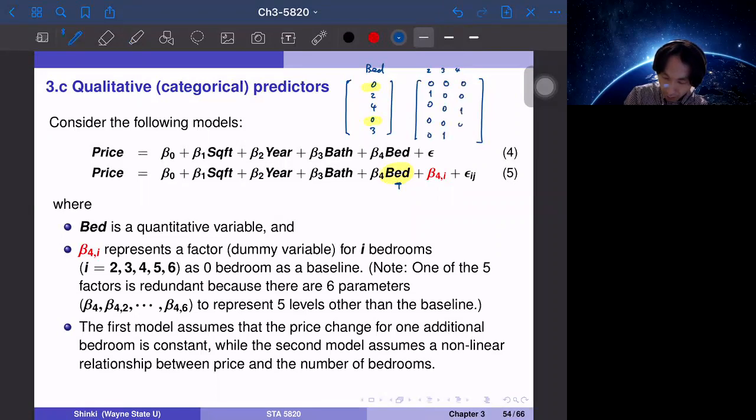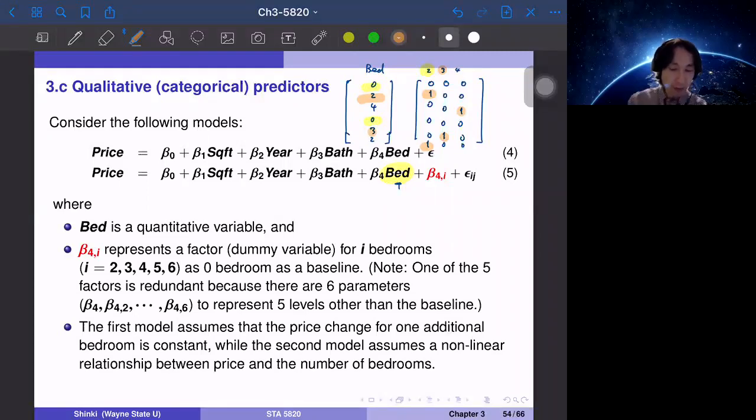The value is 1 only when the statement is true. So 2 bedrooms is true for only the second observation, so only this observation is 1. Maybe if we have one more line, then 1 again. And this is the dummy variable for 3 bedrooms. Only this one has 3 bedrooms, so 1, and the other elements are 0, and similarly for 4 here. So we have 2 ways to deal with the data.